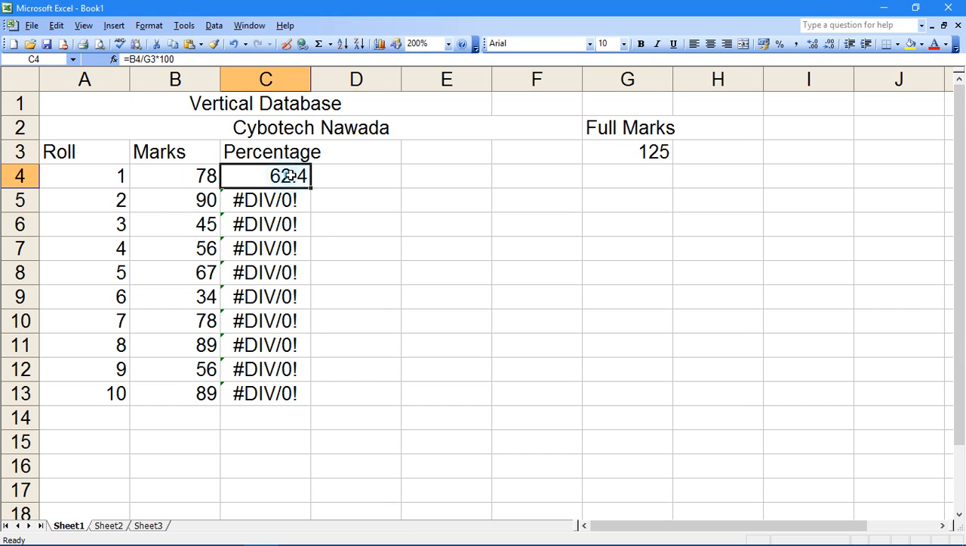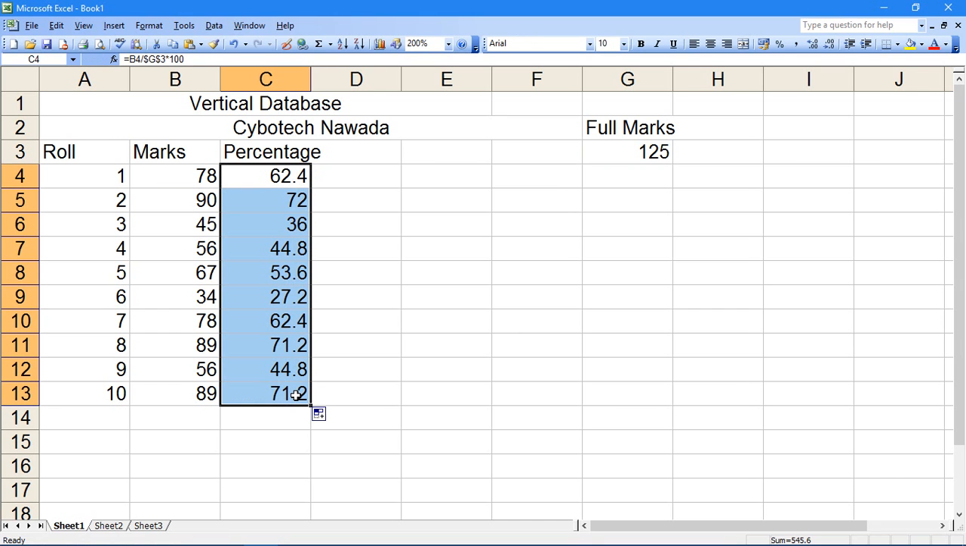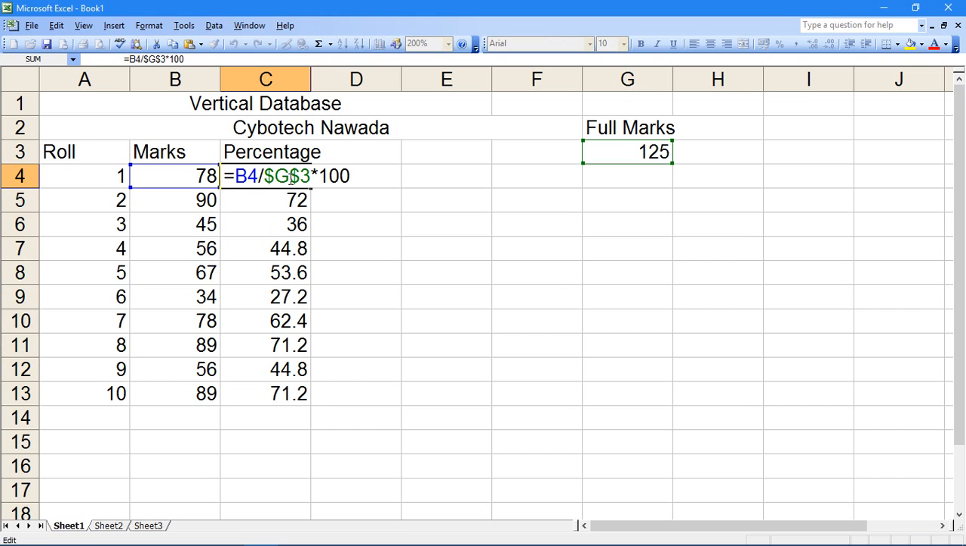So if we write here $G$3, I am just making the addressing mode absolute, and now if I copy it downwards or upwards, then what happens? Here before G3 it was originally written, but in this cell B4 becomes B5 because it is in the relative addressing mode, but G3 remains G3 because it is in the absolute addressing mode. This is the use of absolute addressing mode.